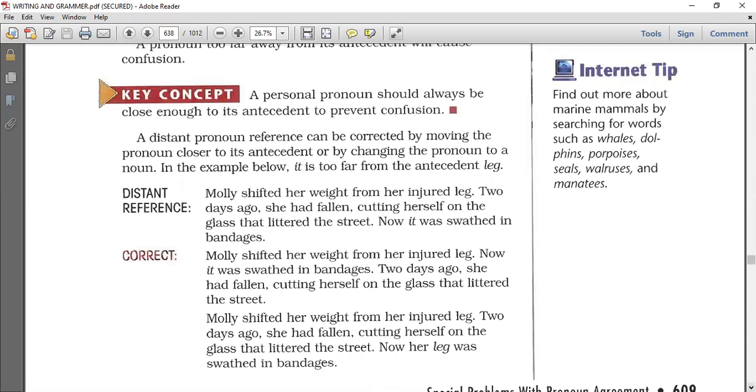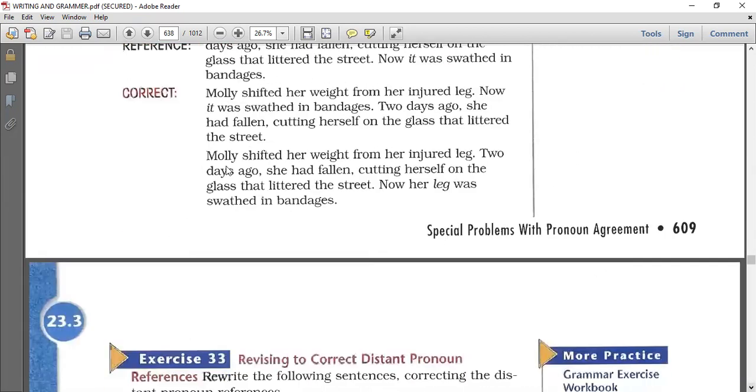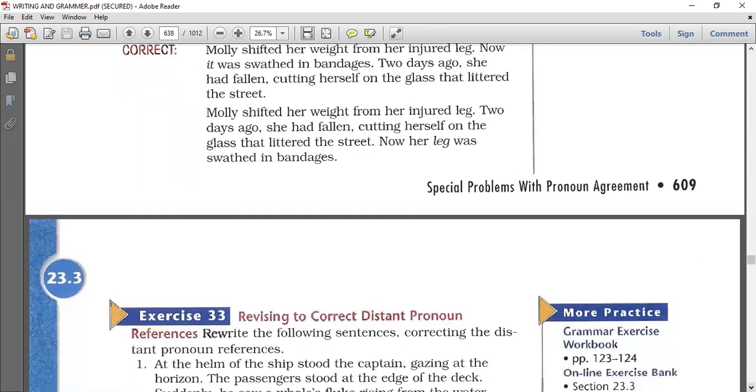Or we can do it in another way. Molly shifted her weight from her injured leg. Two days ago, she had fallen, cutting herself on the glass that littered the street. Now her leg. So we can replace the pronoun "it" with its antecedent. Her leg was swathed in bandages.